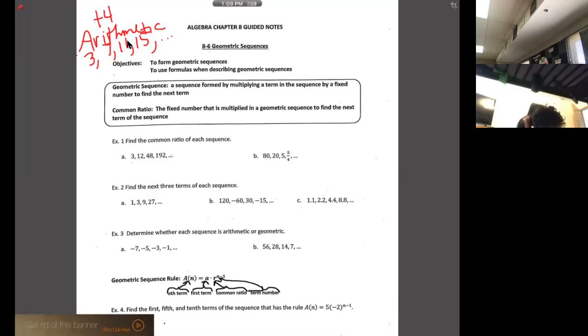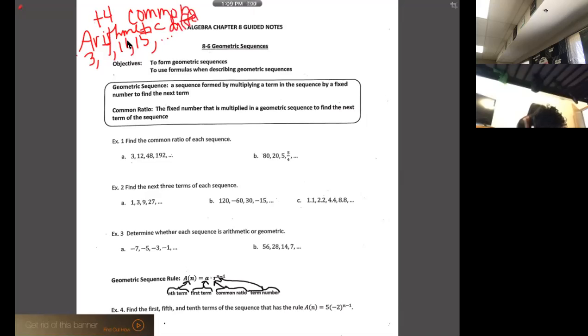That's an arithmetic sequence. So when you add a consistent number over and over and over again to get to the next term, that's called an arithmetic sequence. Okay? So when you're adding a number, that number is called the common difference. Okay?